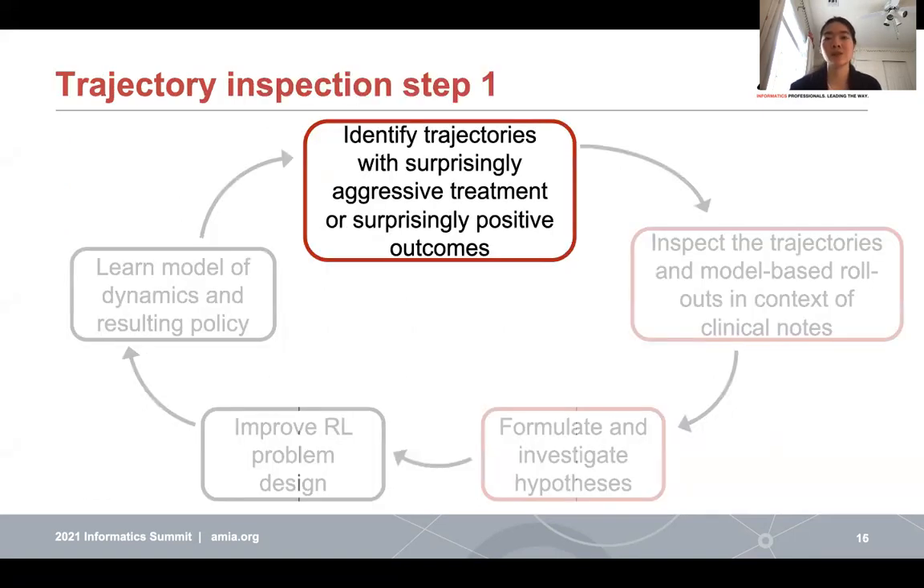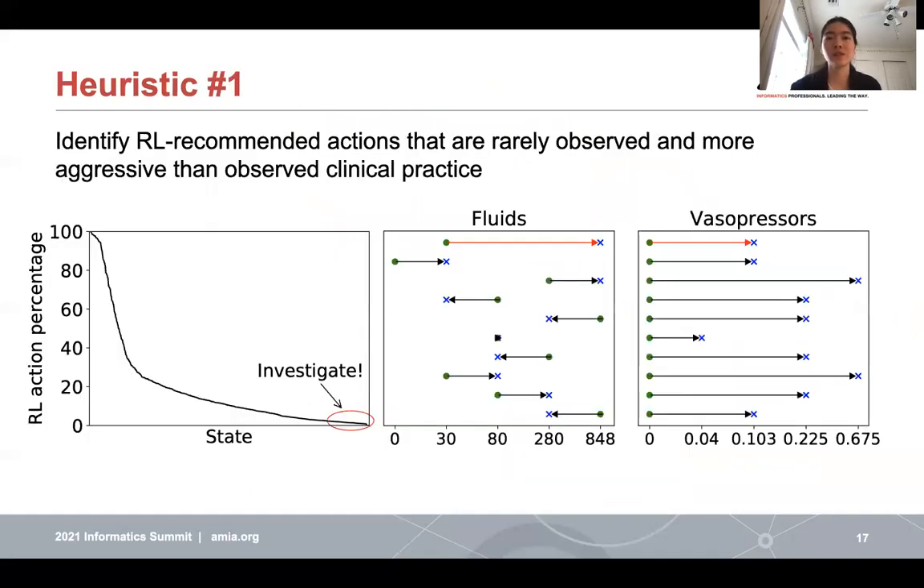Now we will look at the two heuristics used to identify trajectories. In the first heuristic, we identify reinforcement learning recommended actions that are rarely observed and much more aggressive than what is observed in clinical practice. On the left, we plot the states on the x-axis, and the y-axis is the proportion of times the reinforcement learning action is taken from that state. We investigate states that are on the right, where the reinforcement learning action is rarely taken in practice. 10 of those states are plotted here.